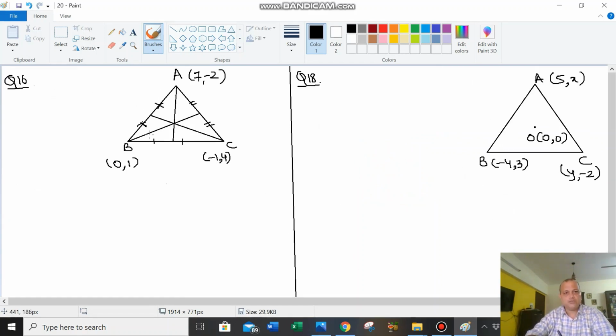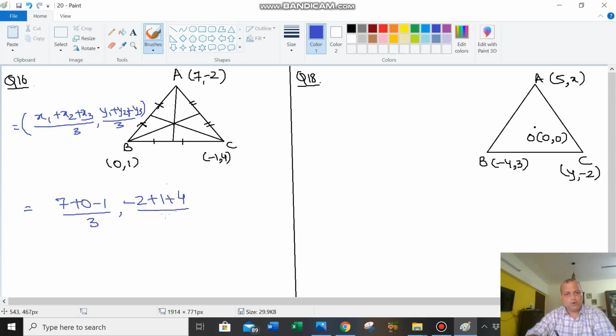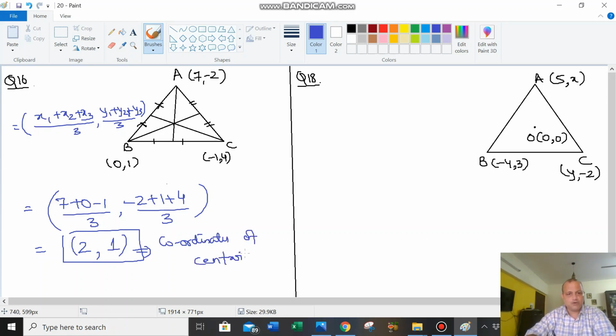Next question, question 16. We need to find the coordinates of the centroid. If you remember, the coordinates are (x1 plus x2 plus x3) upon 3, and similarly (y1 plus y2 plus y3) upon 3. These are the coordinates of the centroid. So let's add them up: 7 plus 0 minus 1 upon 3 and -2 plus 1 plus 4 upon 3. This is 7 minus 1, 6. 6 divided by 3, 2. And -2 plus 1, that's -1, plus 4, that's 3 upon 3, which is 1. So these are the coordinates of the centroid. Very simple. As long as you remember the formula, extremely simple.